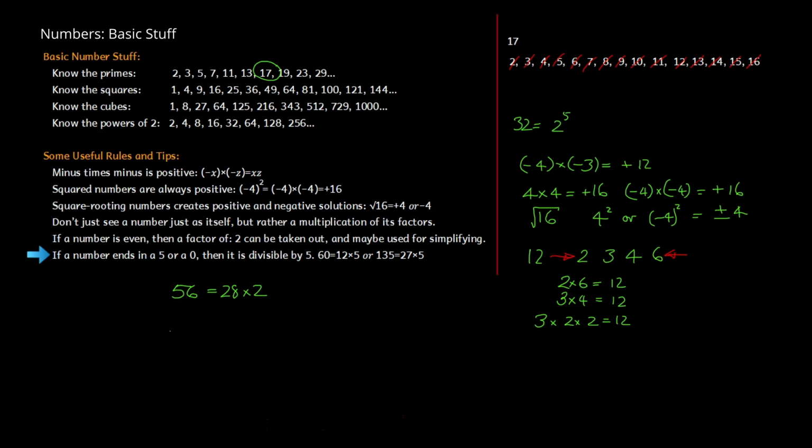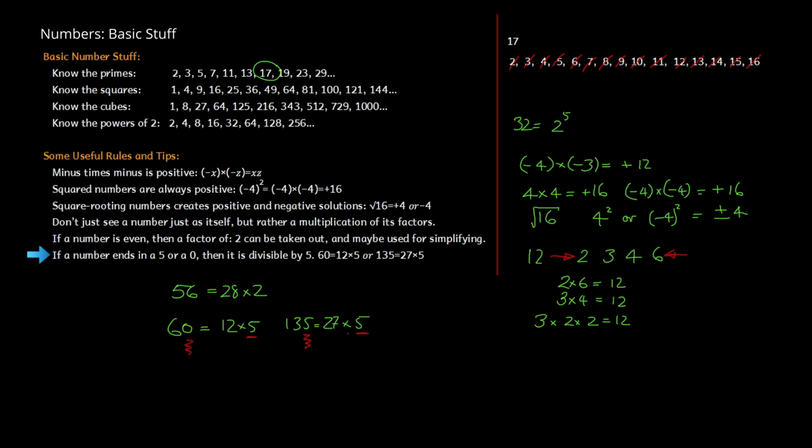And lastly, if a number ends in a 5 or a 0, then it's divisible by 5. And there are 2 examples there. There's 60 equaling 12 times 5, and 135, which equals 27 times 5. So again, if your number ends in a 0 or a 5, then a 5 can be brought out as a factor.